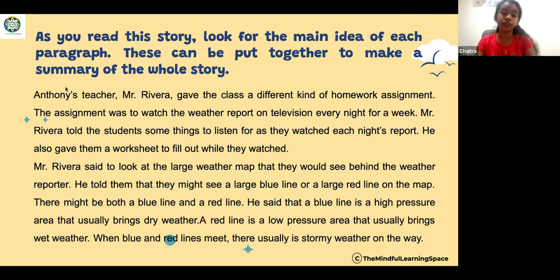Mr. Rivera said to look at the large weather map that they would see behind the weather reporter. He told them they might see a large blue line or a large red line on the map. There might be both a blue line and a red line. He said that a blue line is a high pressure area that usually brings dry weather, and the red line is a low pressure area that usually brings wet weather. When the blue and red lines meet, there's usually stormy weather on the way.